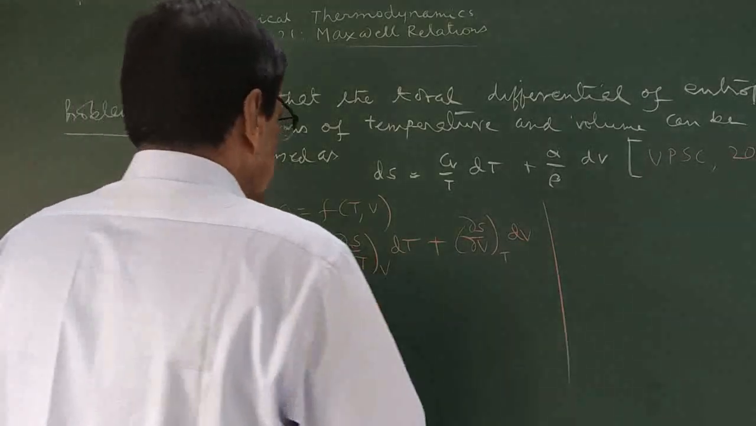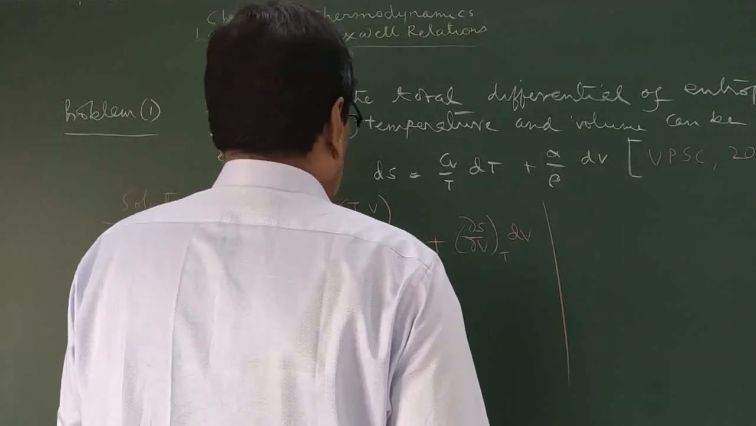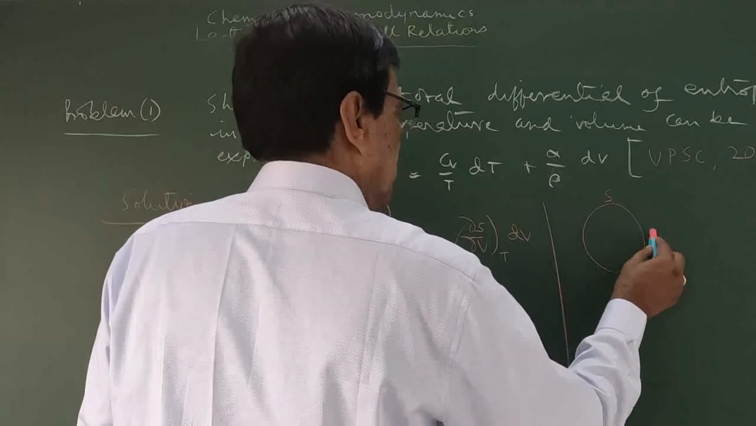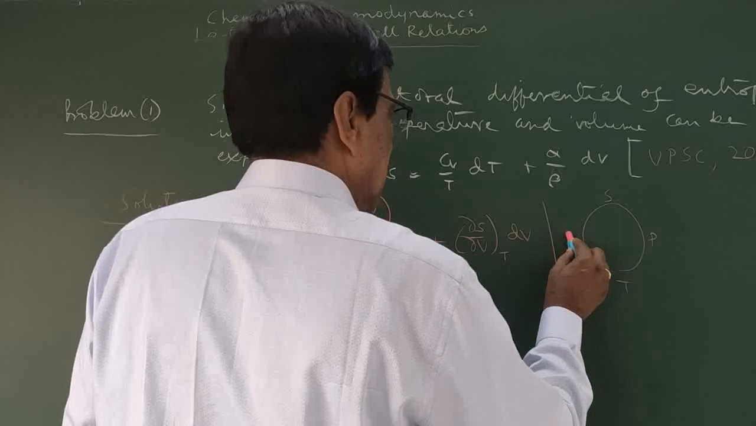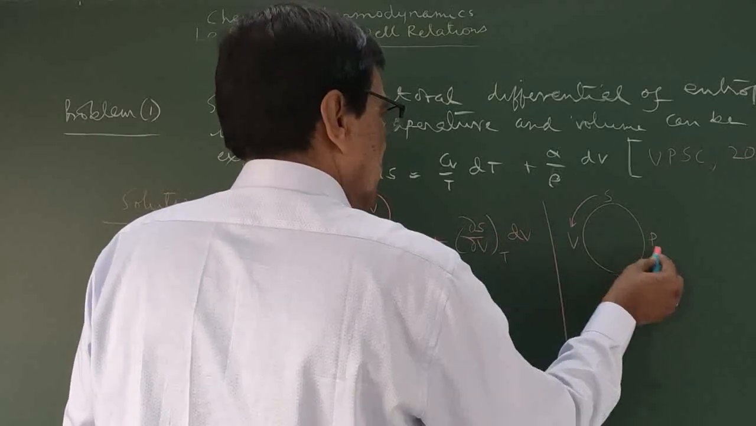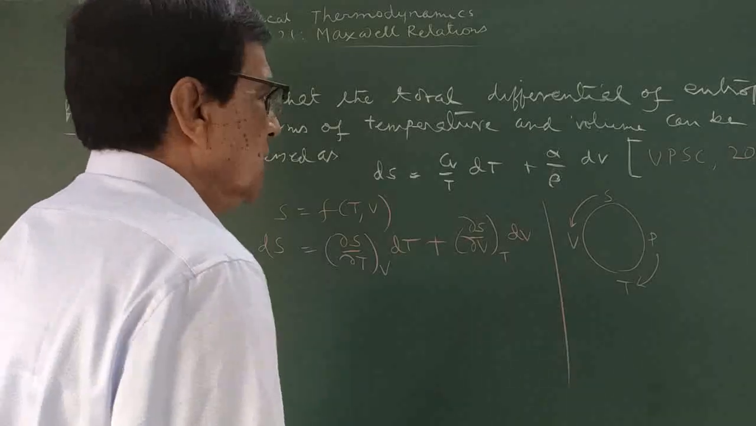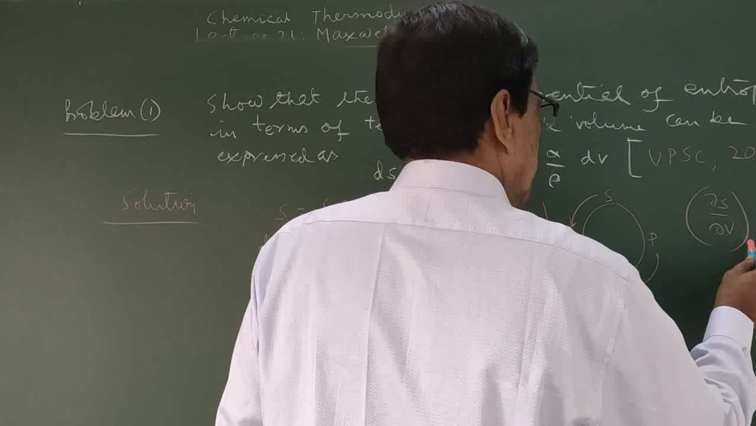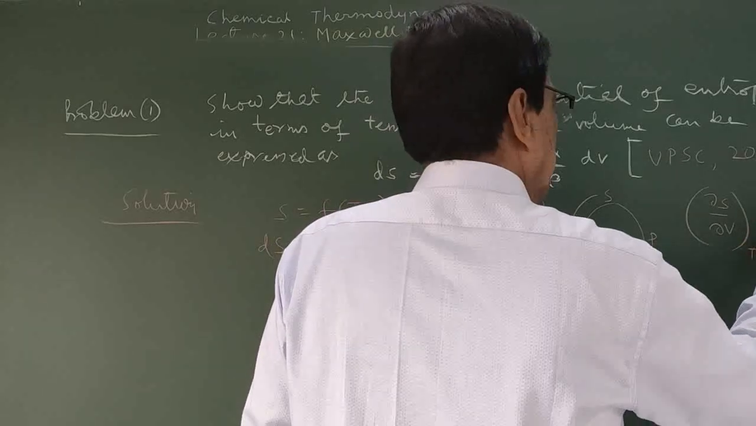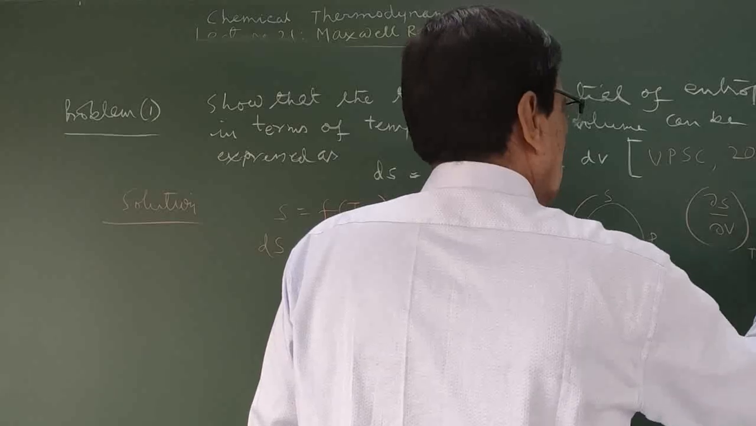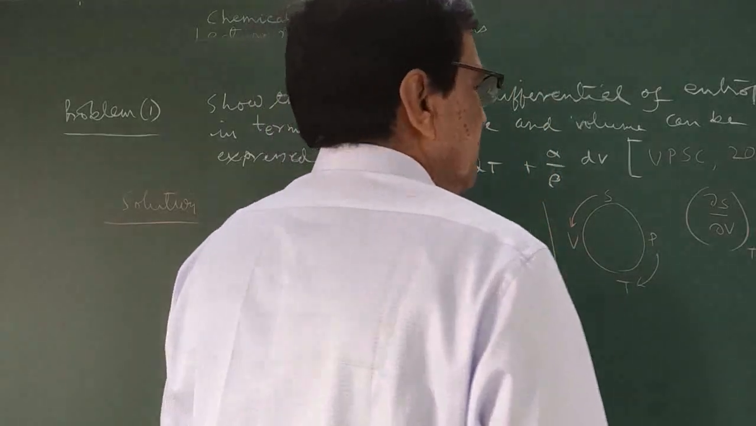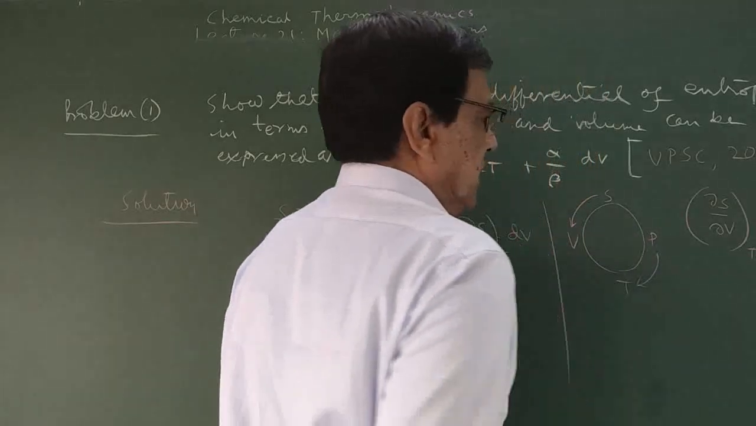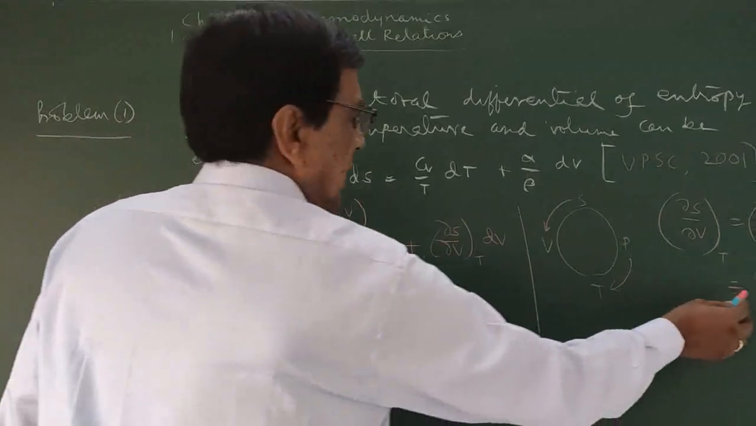But here, this relation we can get by Maxwell relations, S to V, then P to T. So del S by del V at constant temperature equal to del P by del T at constant volume. And this one I have already stated as alpha by beta. So this one equal to alpha by beta.